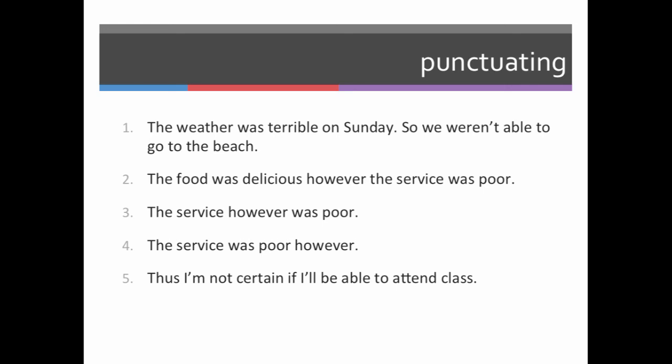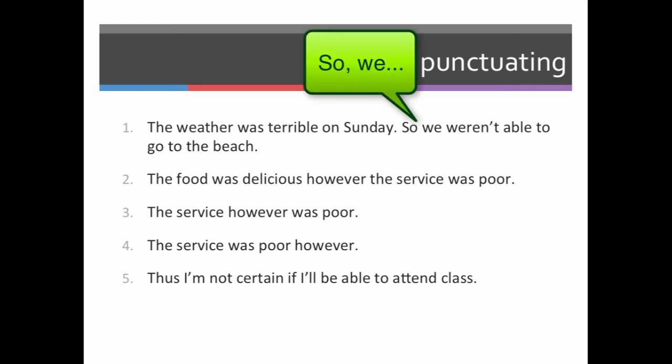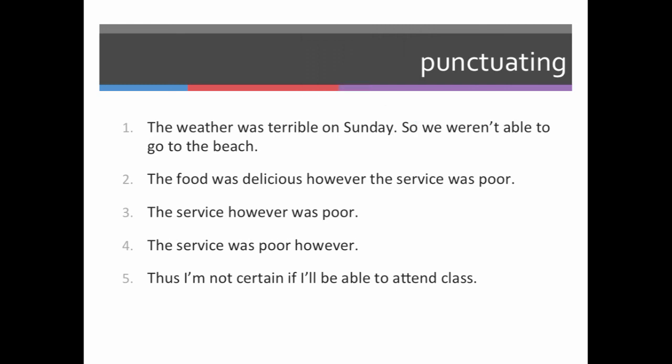If you punctuate these, the weather was terrible on Sunday. So, comma. So can be a linking adverbial or a conjunction. In this sentence, it is used as a linking adverbial, right? So, comma, we weren't able to go to the beach. Therefore, comma, we weren't able to go to the beach. Thus, comma. So again, if the conjunctive adverb starts the sentence, it must have a comma.